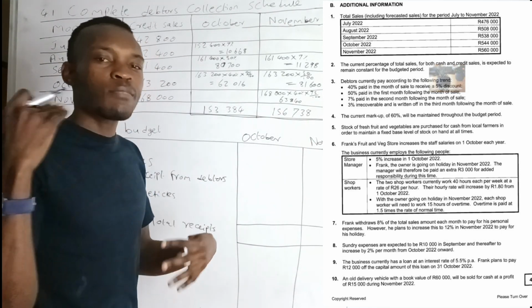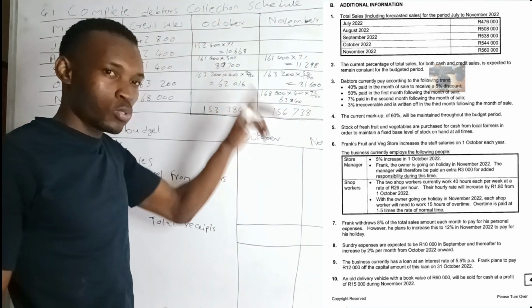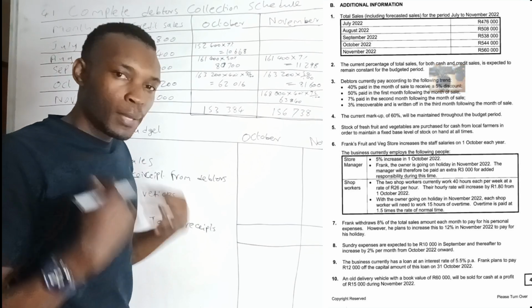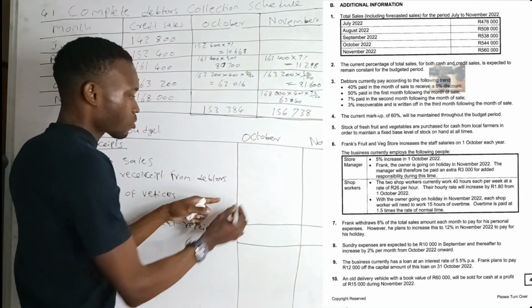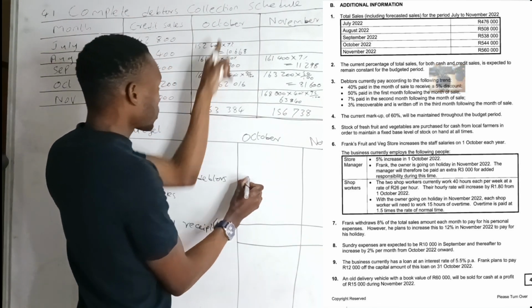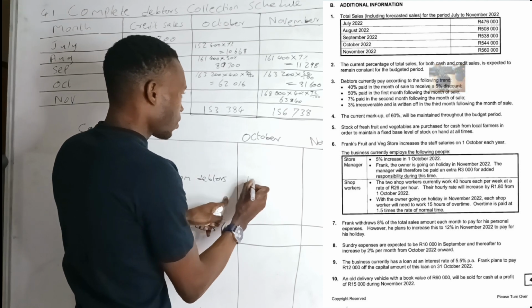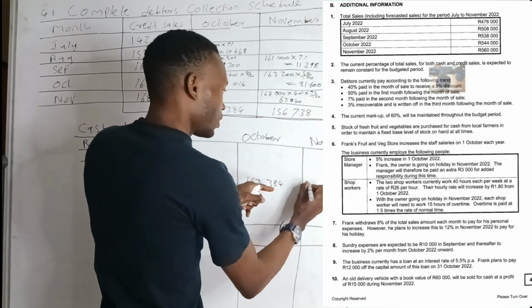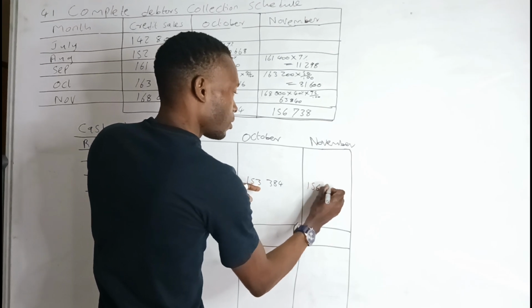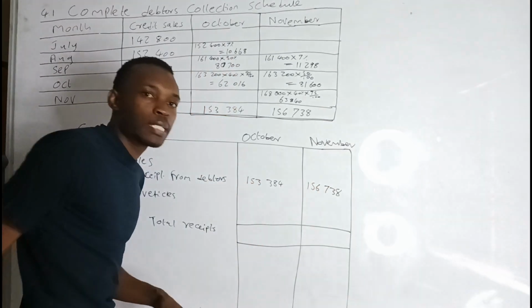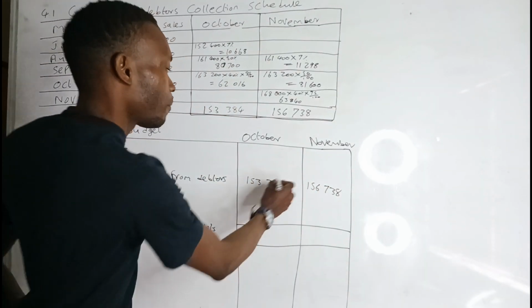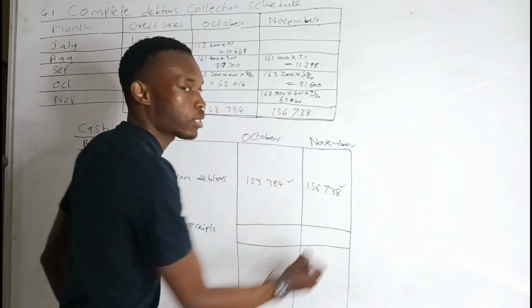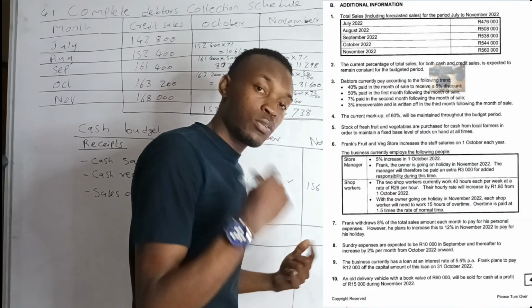As it is, it doesn't matter whether you made a mistake or not. You are going to get a method mark. You're just going to copy for October, 153,384, and 156,738 for November. Very simple. You're going to get a method mark. It doesn't matter whether it's correct or not. Please make sure that you fill it in.